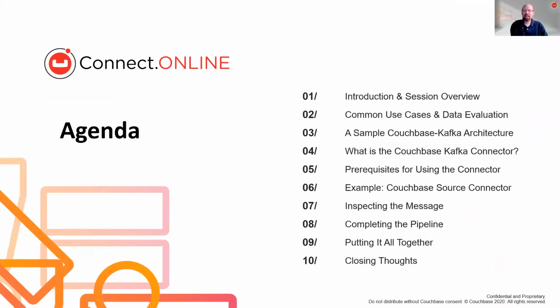Here's our agenda. I'll start with an oh-so-brief introduction, and then I'll talk about some common use cases and present a specific example which will include a bird's-eye view of a sample Couchbase Kafka architecture. Then I'll take a step back and look at exactly what the Couchbase Kafka Connector is. And I'll present an example using a source connector showing how it is configured and inspecting the messages that are produced. I'll complete the pipeline, putting it all together, and then have some closing thoughts at the end that you don't want to miss.